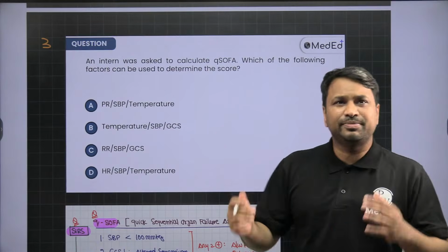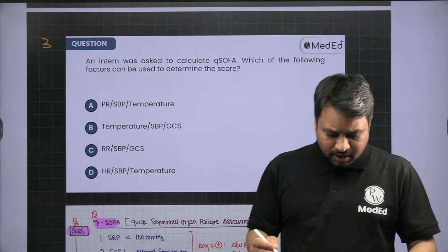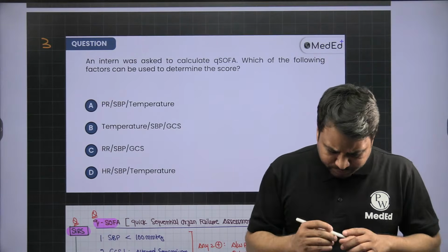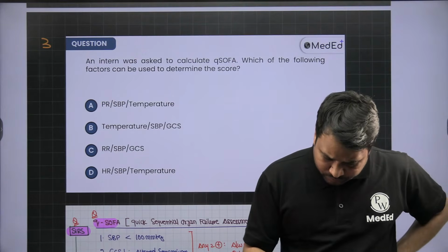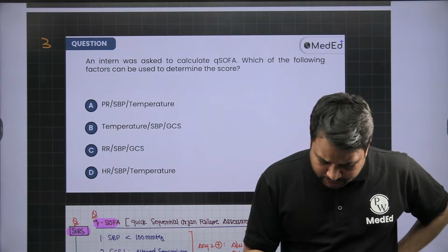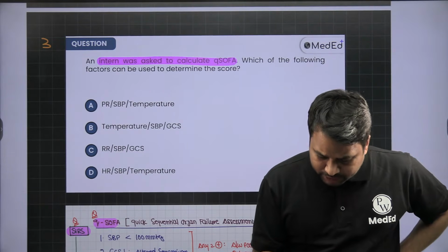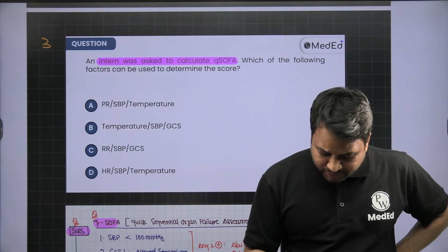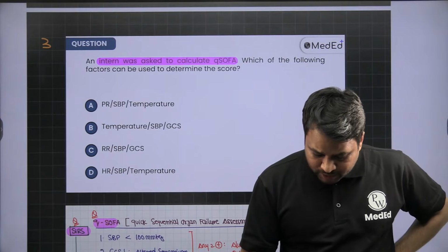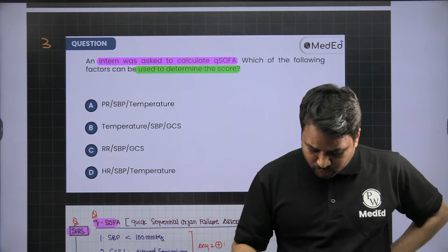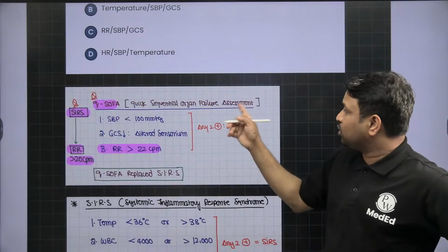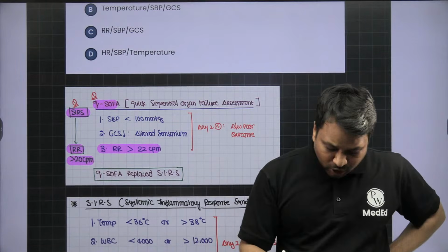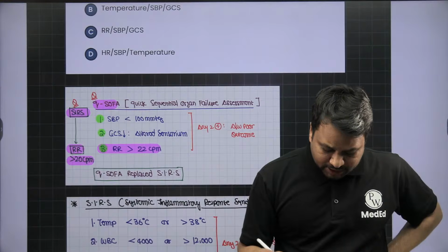Now, this is something which has been asked repeatedly again and again. The question says that let's say an intern was asked to calculate the QSOFA score. Which of the following factors can be used to determine the score? So when I say QSOFA, I hope everybody knows it. QSOFA stands for Quick Sequential Organ Failure Assessment Score. The 3 components are there: systolic blood pressure, GCS, and respiratory rate.